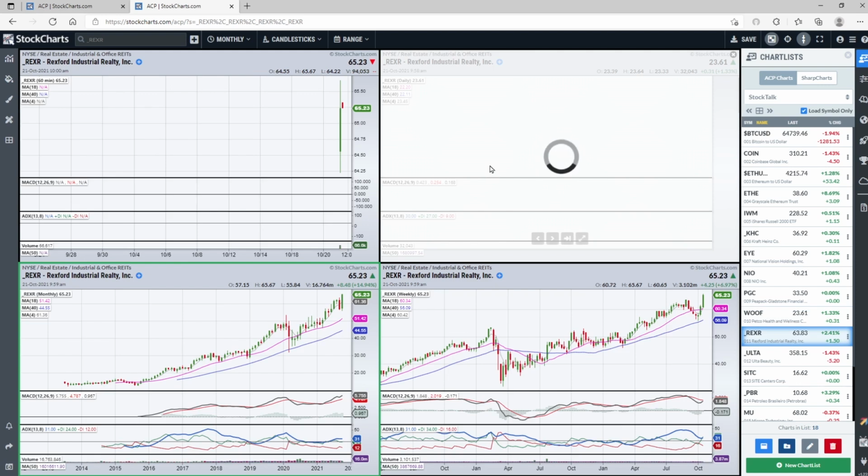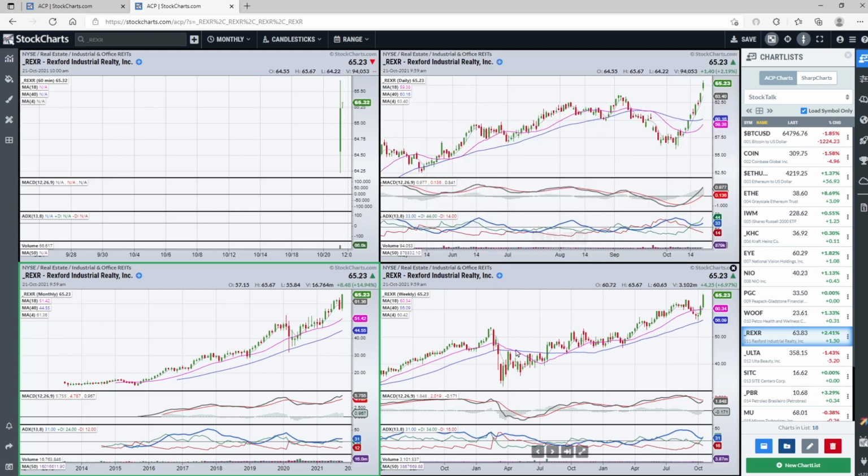Let's look at REXR. We have a pretty nice strong trend on the monthly chart. For the first time, well, we got a little bit away here and then it pulled back. Now we're getting a little away from the 18-month again. So you've got to take that into account if you're going to trade this or be in this. Just be on the lookout for that.